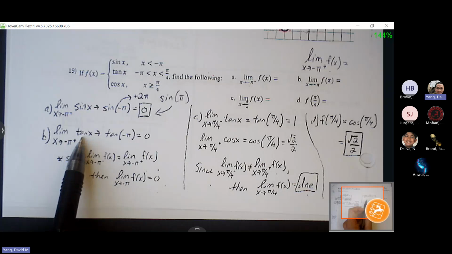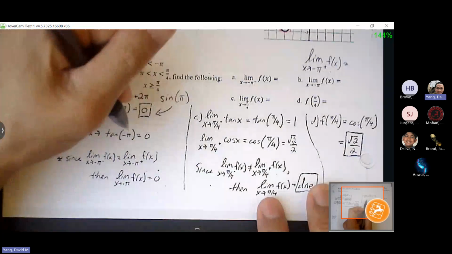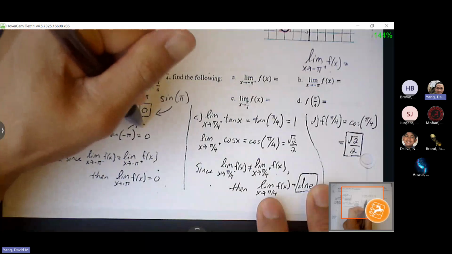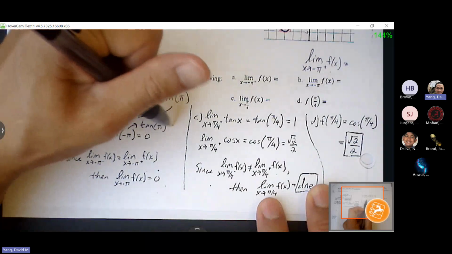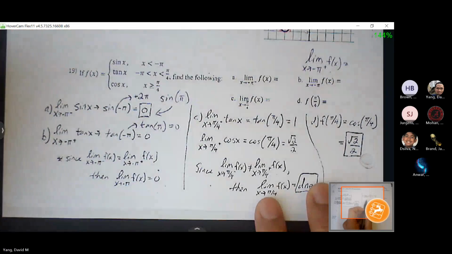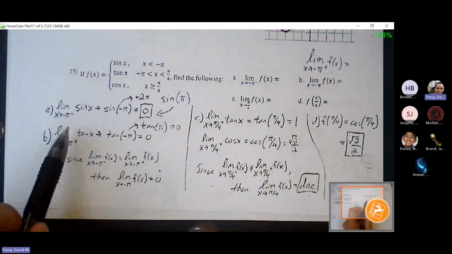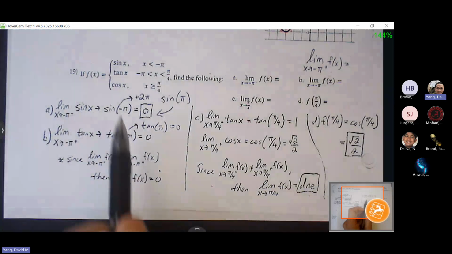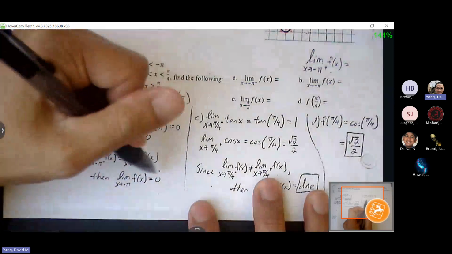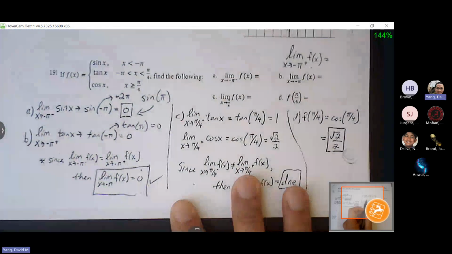So tangent of x, we do direct substitution first. Tangent of negative pi, we don't recognize it. That's the same thing as tangent of pi. If we add 2 pi to negative pi, we get pi. Tangent of pi is 0. So now we see that the one side limits are in agreement. From the left side of pi, it's headed towards y value 0. From the right side of pi, it's also headed towards 0. So we can therefore conclude that the full limit does exist, and it is equal to 0.